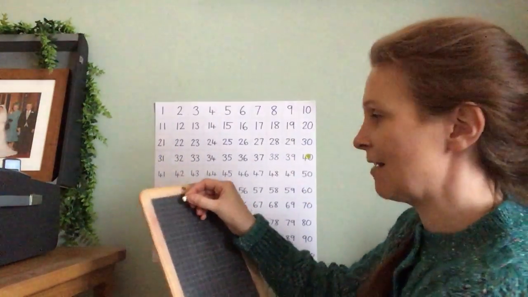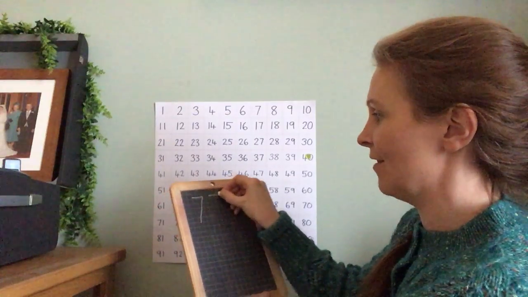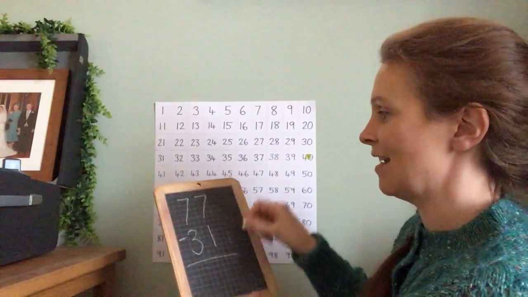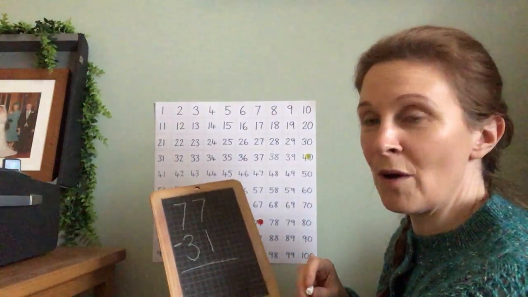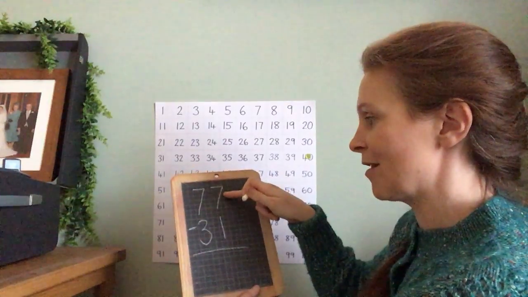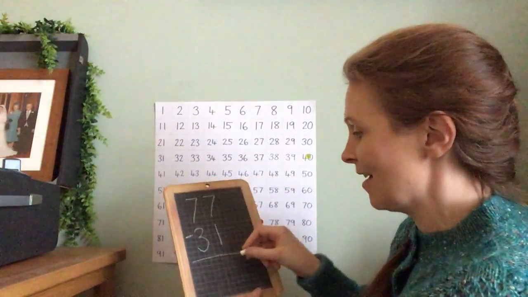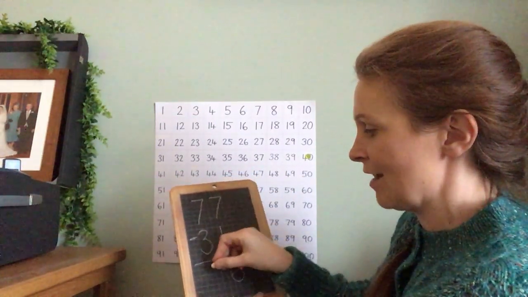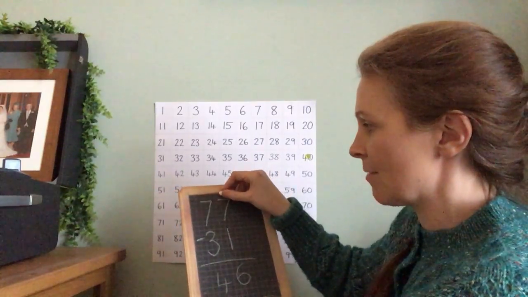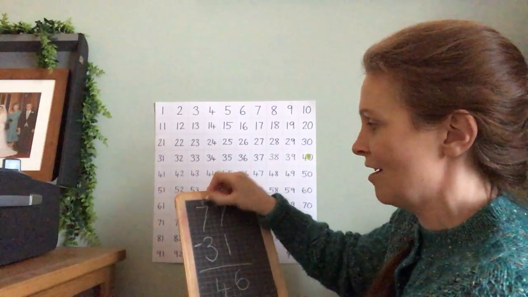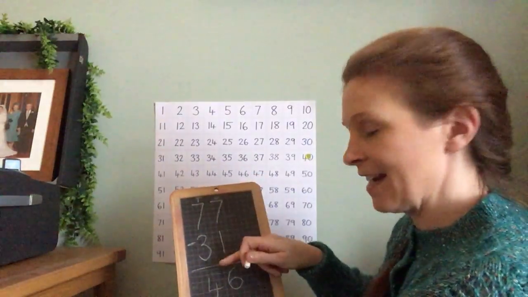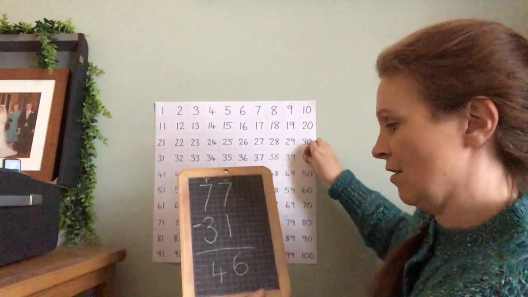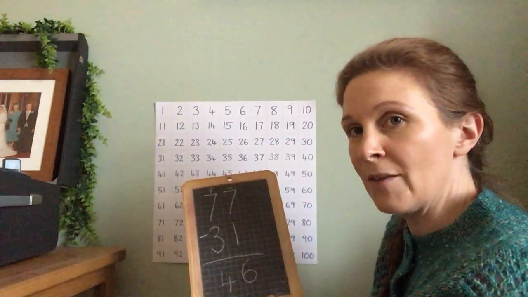So I'm going to show you the written method as well. 77, and we're going to take away our 31. Now, this is quite an easy number because we don't have to borrow anything, because I know that 7 take away 1 is possible. That's 6. 7 take away 3 is 4. So can you see there's my little tiny t and my tiny u? I did the units first, and then I did the tens, and I know that 77 take away 31 is 46.